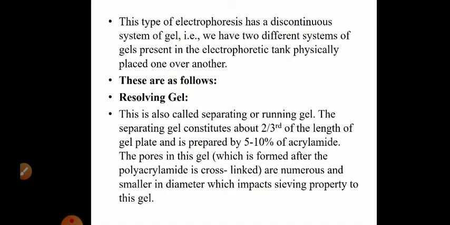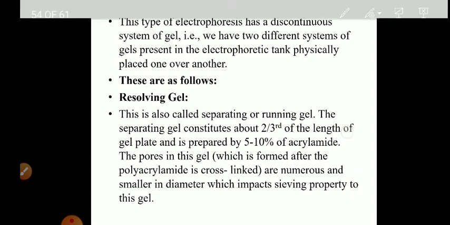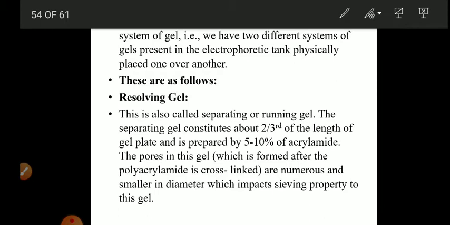This type of electrophoresis is called discontinuous gel electrophoresis, because we have used two different types of gels, stacking gel and running gel, where two different systems of gels are present in the electrophoretic tank, physically placed one over the other. We call it a discontinuous system of gel. There are two types of gel, the resolving gel, that means the running gel, and above it we have a stacking gel. Running gel is also called separating gel or resolving gel.